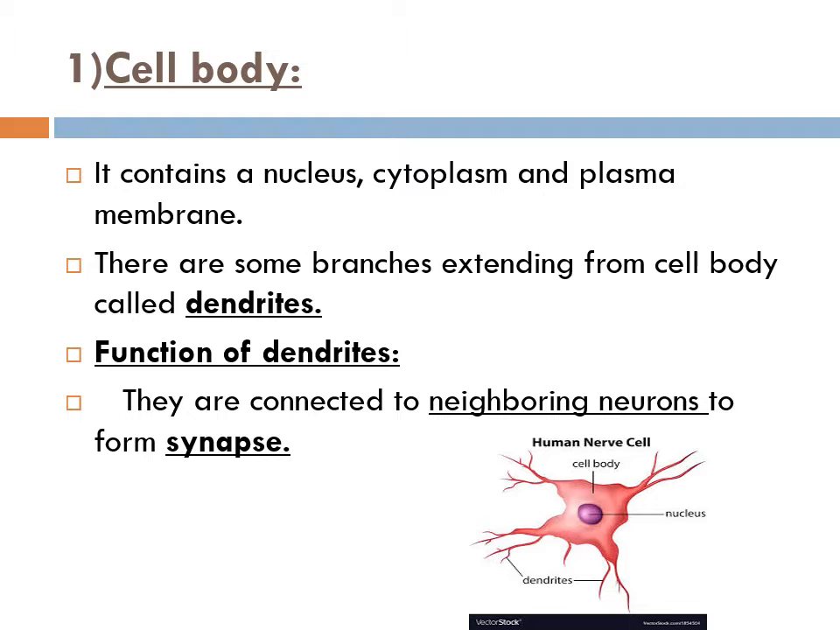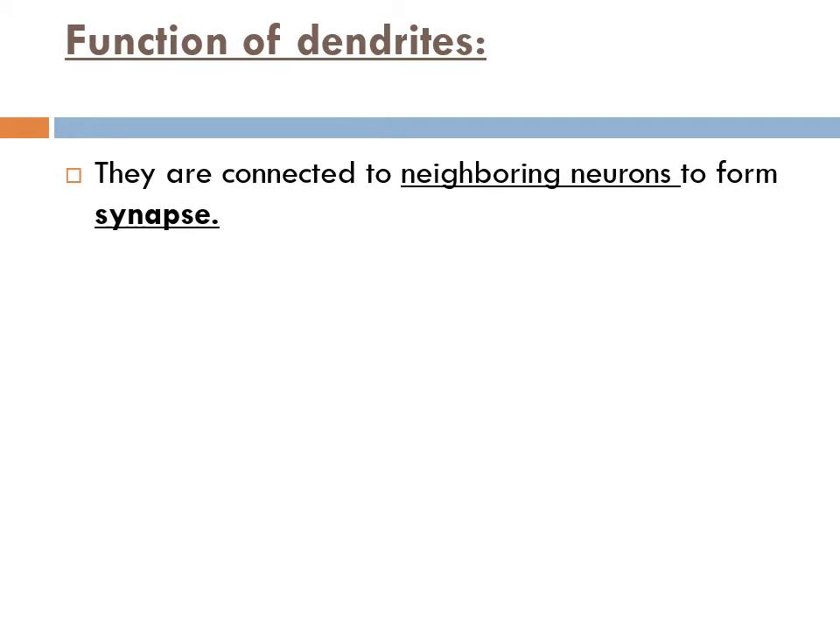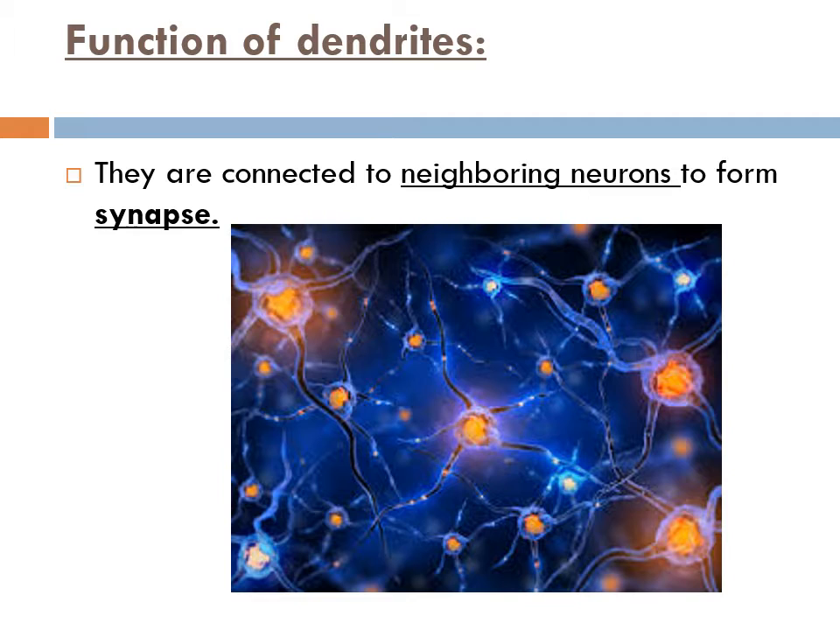So the cell body contains a nucleus, cytoplasm and plasma membrane. And there are some branches extending from the cell body called dendrites, and the function of dendrites is to form a synapse with the neighboring neurons. They are connected to neighboring neurons to form synapse. You can say neurons or you can say nerve cells.